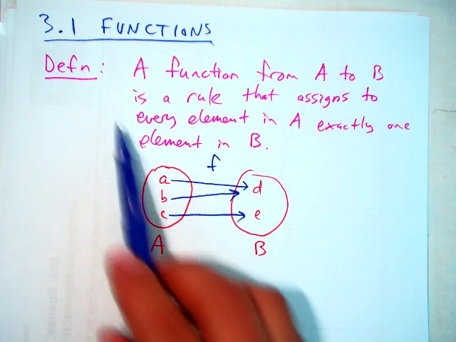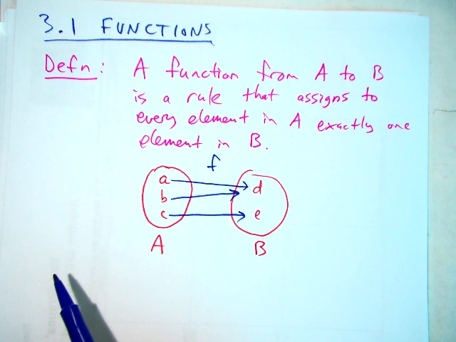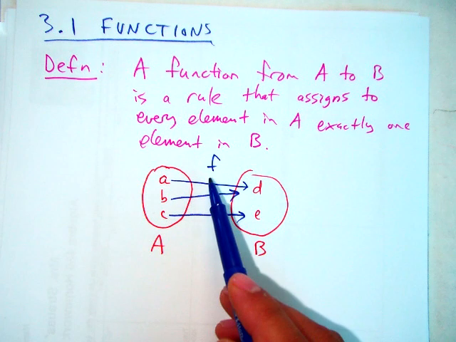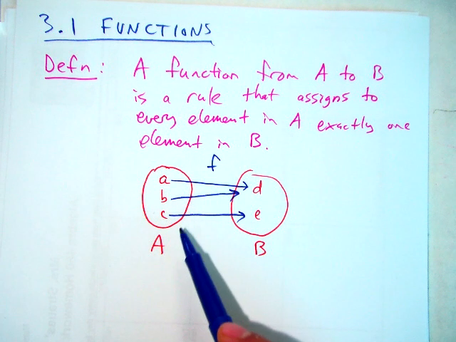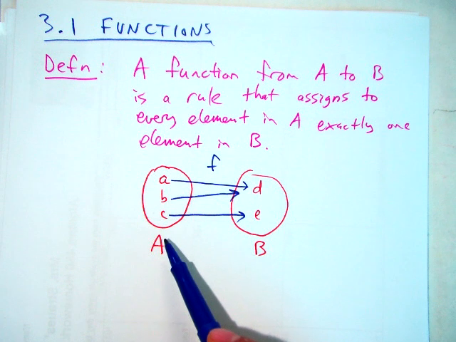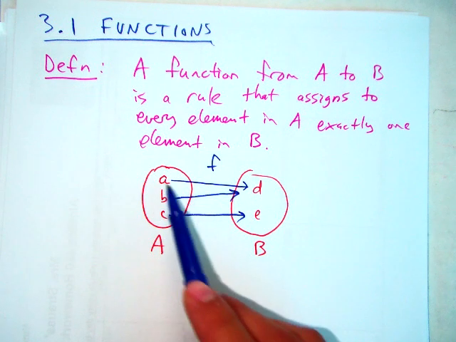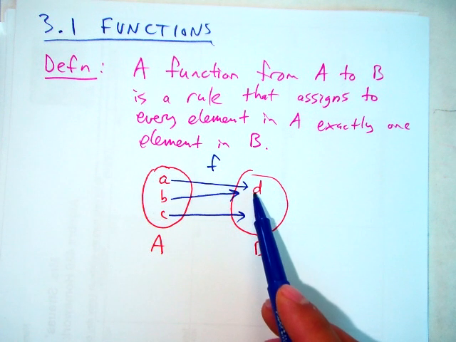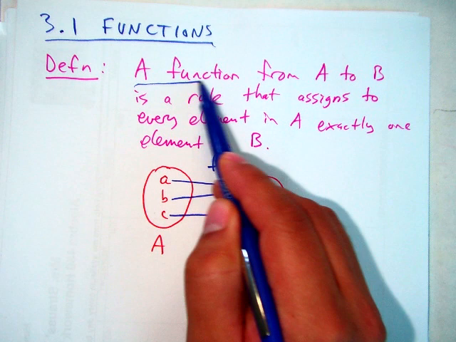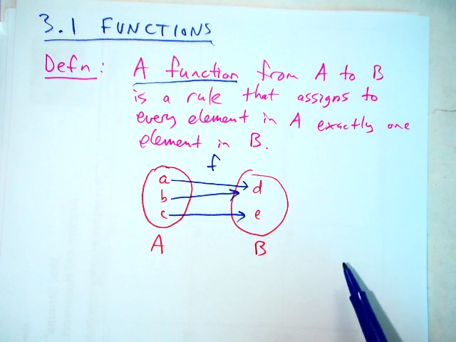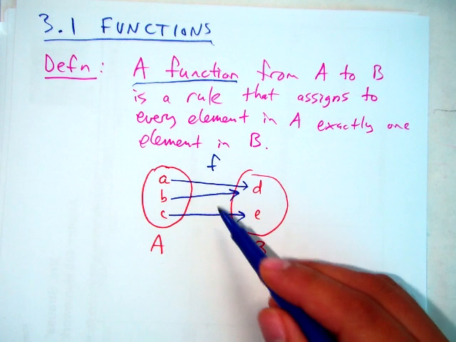Look at the definition and see if it makes sense here. So our rule is right here. It's visualized right here. If every element in A is assigned exactly one element in B, we say that this is a function. Okay? So what do you guys think? Is this a representation of a function or not?